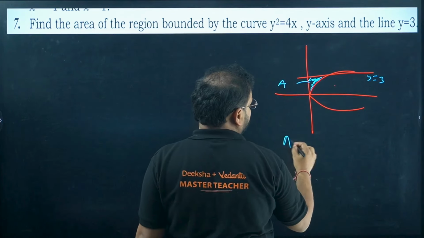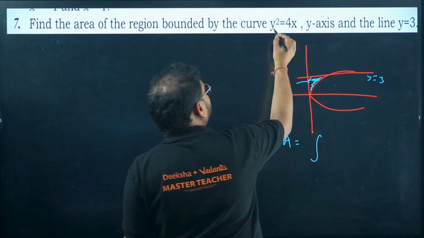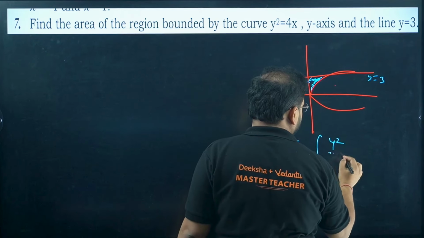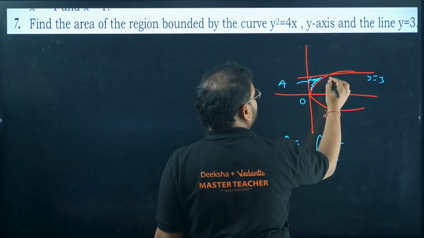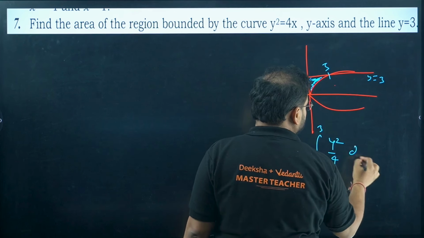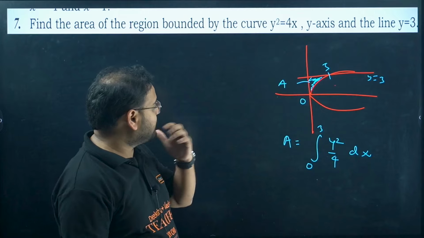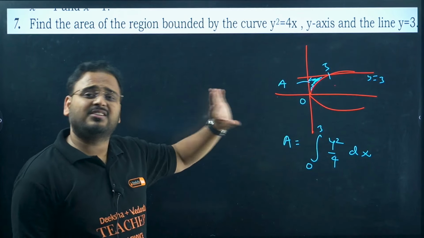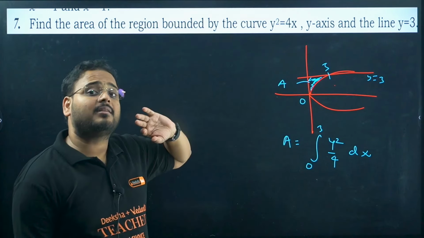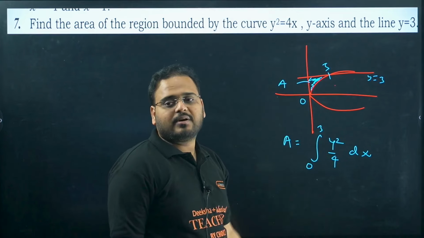So you can find A as the integration of this function. What's the function over there? Y square by 4, from 0 to y equal to 3. A very simple question. If you try to think too much in terms of x and find an intersection, you'll waste time and the chance of getting it wrong increases. So why not use y square by 4 directly and integrate it over here?